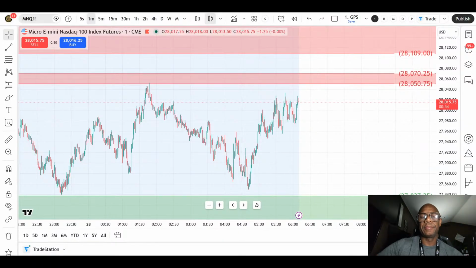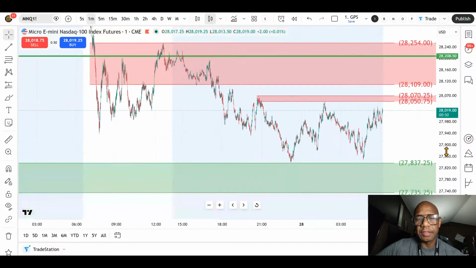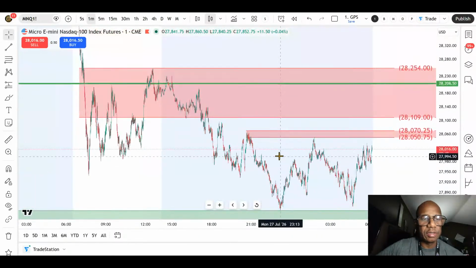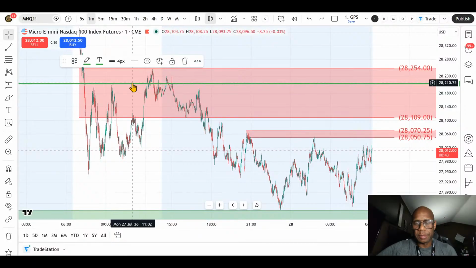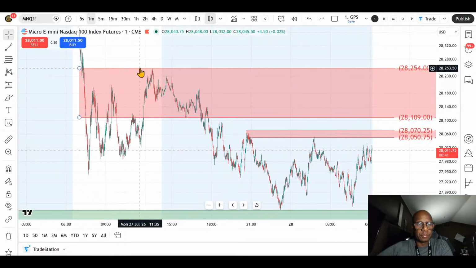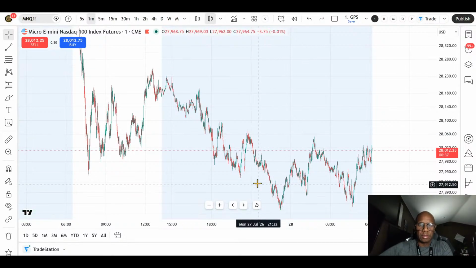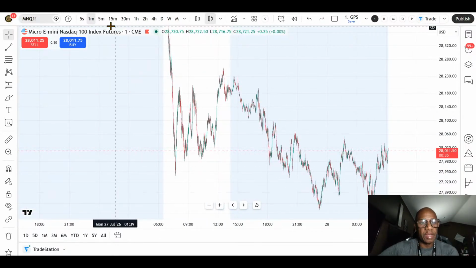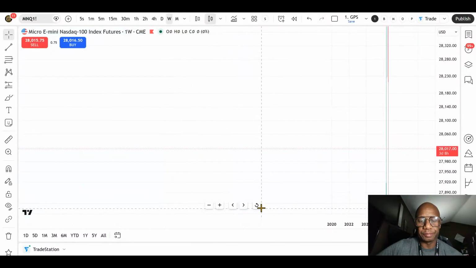All right. Okay, so I'm gonna go over this analysis again. I kind of just did it, but we're gonna do it again. So I'm gonna take everything off the chart, and I'm gonna break down this analysis here. So this is Nasdaq. This is a micro Nasdaq contract right here. And then when I'm doing this, I'm gonna go over here to a weekly chart.